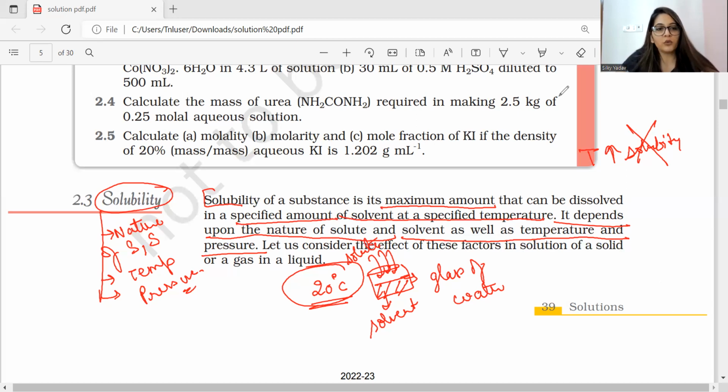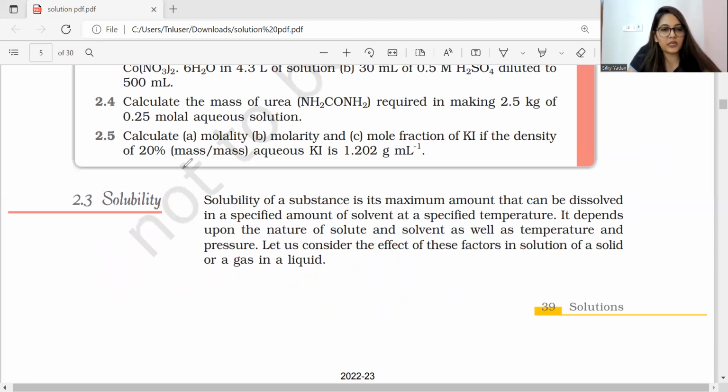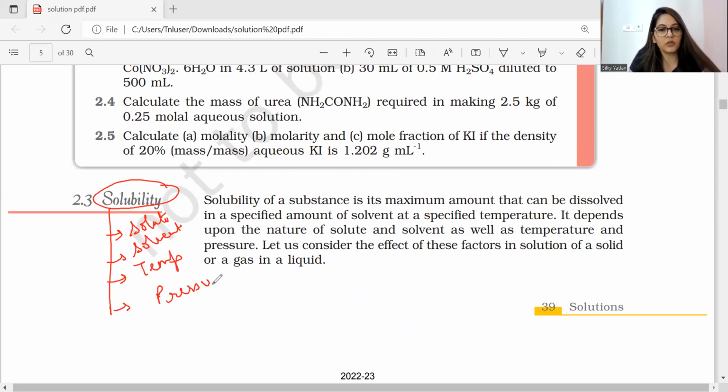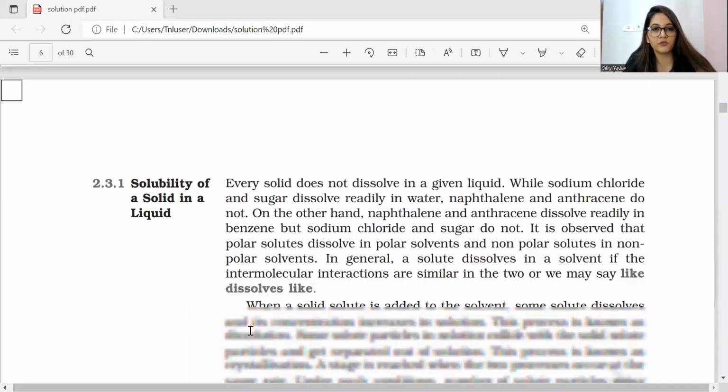Okay, so from there we just get to know that solubility is going to be described by the nature of solute, by the nature of solvent, and by the temperature, and also by the pressure. That means these are some of the things which are going to decide what the solubility of any substance will be. Okay, so I think that's clear to everyone.